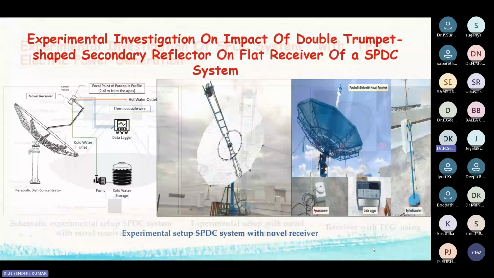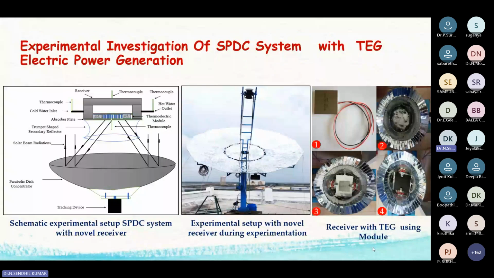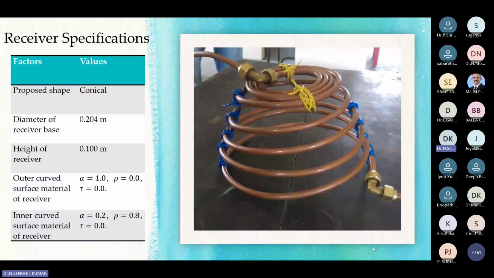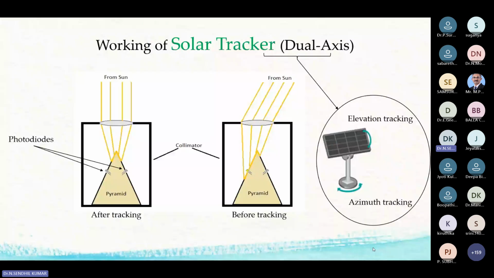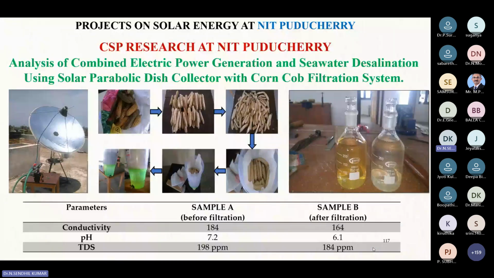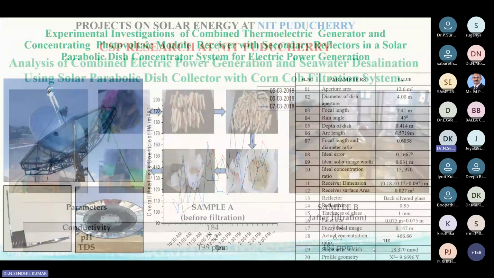You can see here, the thermoelectric generator we are not cooling. We are using the thermoelectric generator, and on the bottom side the concentrated photovoltaic. Apart from that, different types of receivers and different tracking devices we are also working on. Solar tracker, because the sun moves from east to west in the morning, so we have to track the sun. For that, photodiodes are used, along with some tracking arrangement. And then we are using some filtering agent for the filtration to convert seawater to drinking water. In this aspect, we are working.